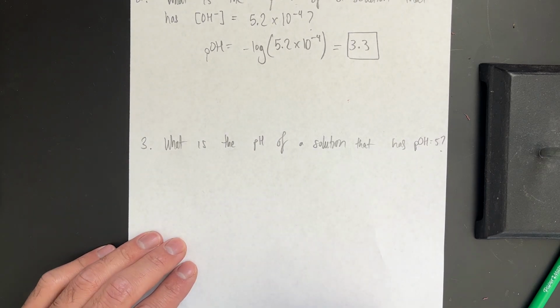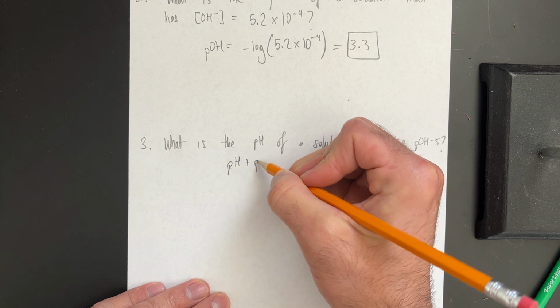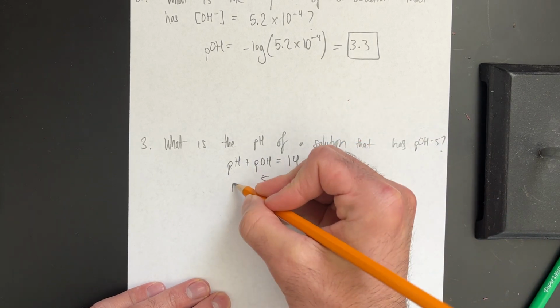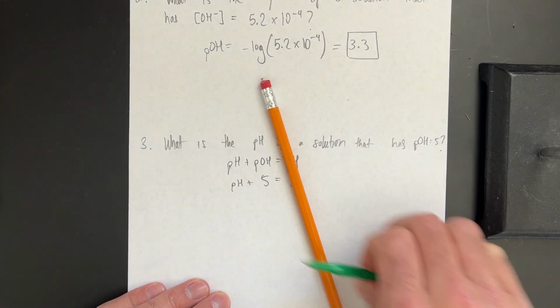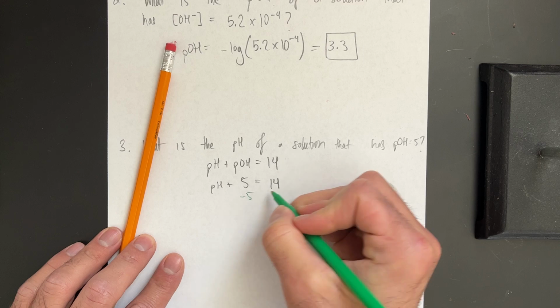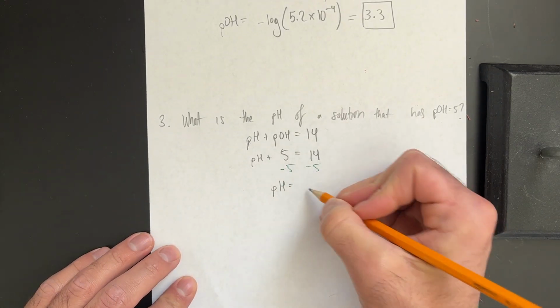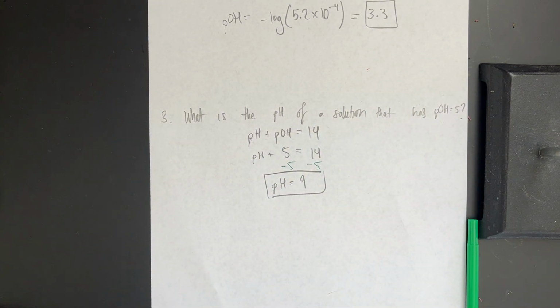Lastly, what is the pH of a solution that has a pOH equal to 5? Well, pH plus pOH are equal to 14. pOH here is equal to 5, so pH plus 5 is equal to 14. To get this, you're going to subtract 5 on both sides. So you'll get just pH is equal to 14 minus 5, which is 9. pH is equal to 9. And there you go. That's how you do these problems.